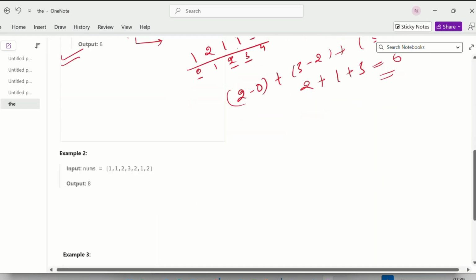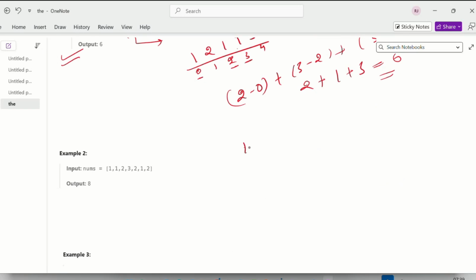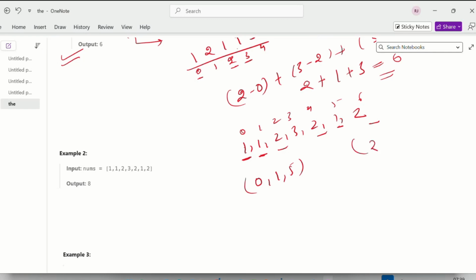We will go to the second example. In the second example, the nums array given is 1 1 2 3 2 1 2. If we look for the tuples having the same value, this is the one, and these 2 2 2 are the other. The indices are 0, 1, 2, 3, 4, 5, 6. So 0, 1 and 5 is one tuple, and the second is 2, 4 and 6. Now we have two tuples, so we need to find the minimum possible distance.